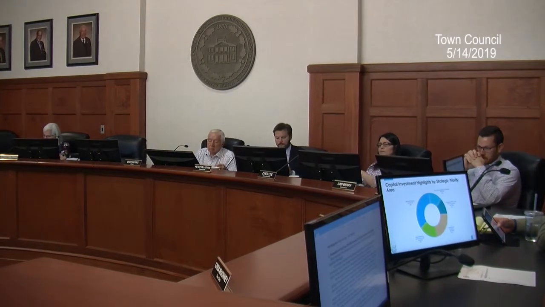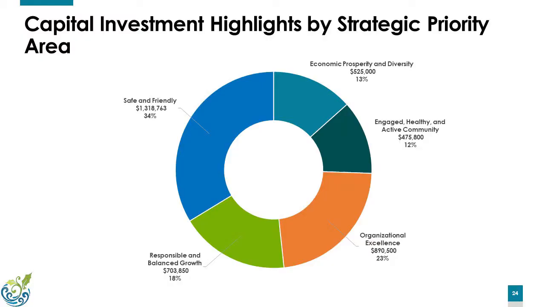So again, just to summarize the capital in this portion, where by strategic area are they allocated? And again, you see here, safe and friendly, about 34% of those expenditures. Responsible and balanced growth, about 18%. In the organizational excellence category, $890,000. Engaged, healthy, and active community, almost $500,000 or 12%. And then in economic prosperity and diversity, a little over $500,000 or 13%.